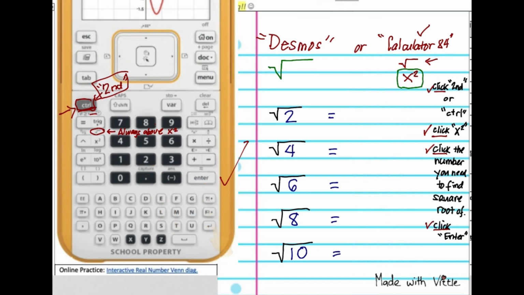And then you click the number you need to find the square root of, and then click enter to have the answer. So go ahead, find the square root of the following numbers: square root of 2, square root of 4, square root of 6, square root of 8, and square root of 10. And then make sense of your answers. And then find out what will be the square root of 9. Is it really between the square root of 8 and 10 here?